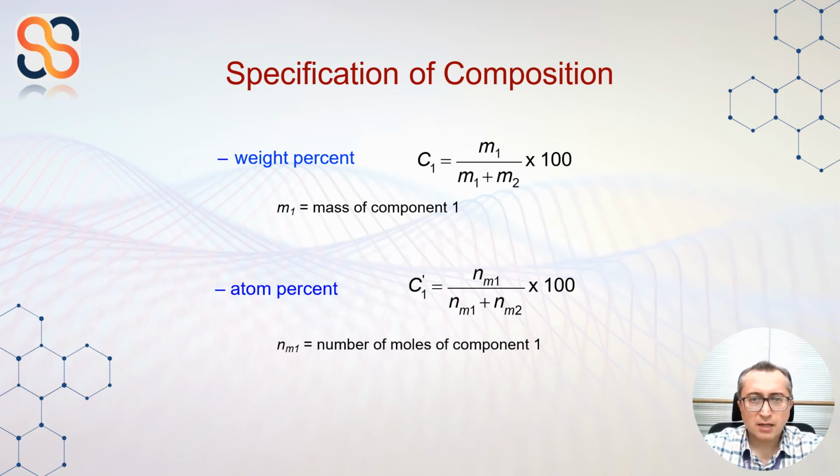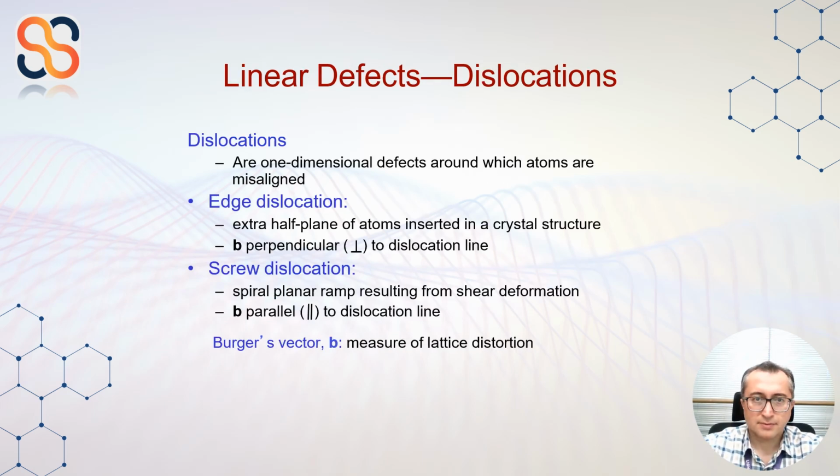Now, let's talk about how we specify the components. In this slide, I'm going to focus on linear defects, specifically dislocations, which are important for understanding how materials deform. Dislocations are one-dimensional defects where the arrangement of atoms is misaligned. They play a crucial role in the mechanical properties of materials, especially metals. First, we have the edge dislocations. This happens when there is an extra half plane of atoms inserted into the crystal structure.